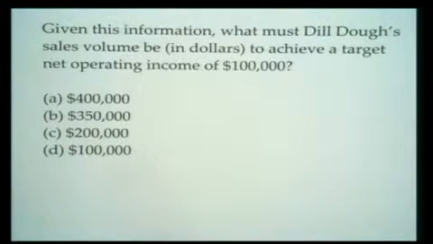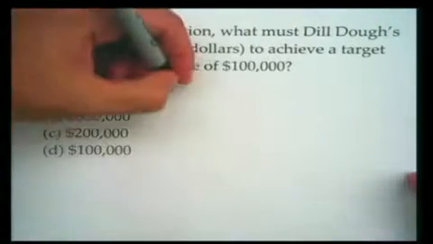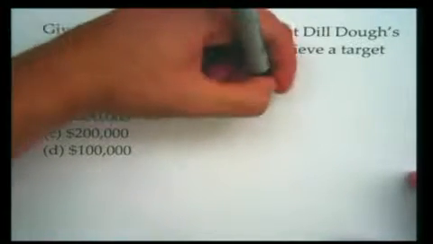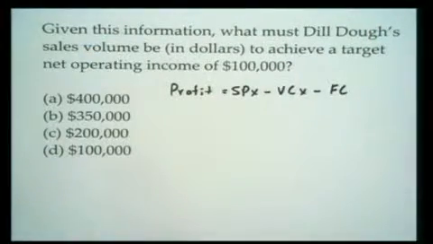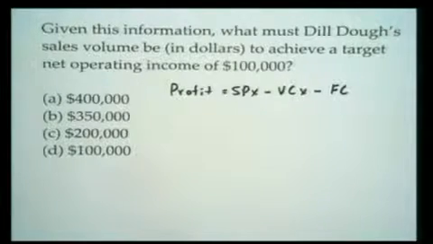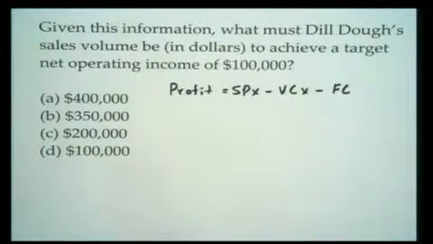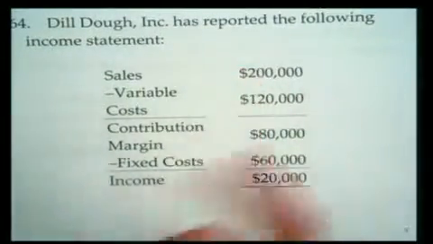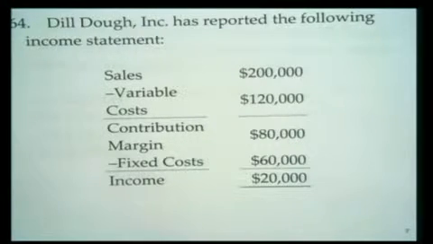Okay, well, let's go back to the old trusty formula. Profit equals selling price times number of units minus variable cost times number of units minus fixed costs. But wait a second here. It turns out we are not given the number of units. When they make $200,000, it's great, but how many units did they sell? The answer is, we have no idea. So by virtue of not knowing, we've got to be a little bit crafty here.